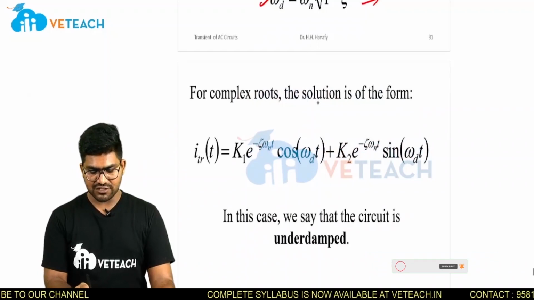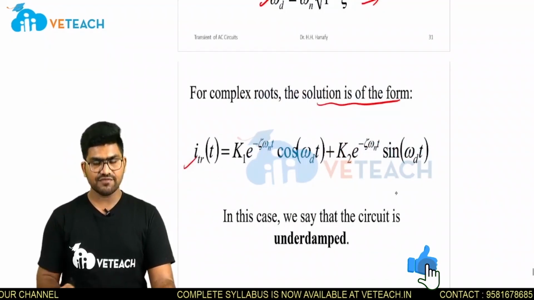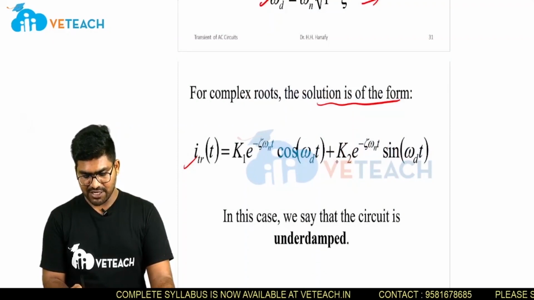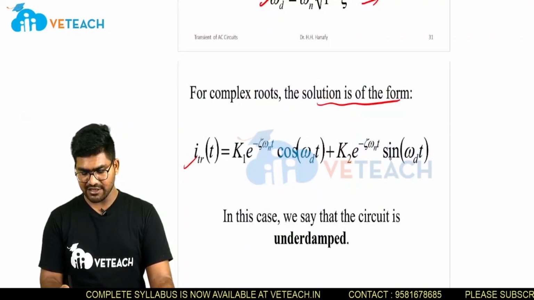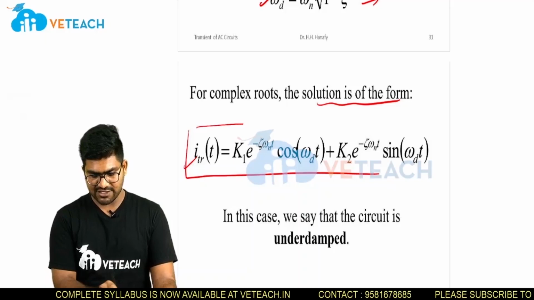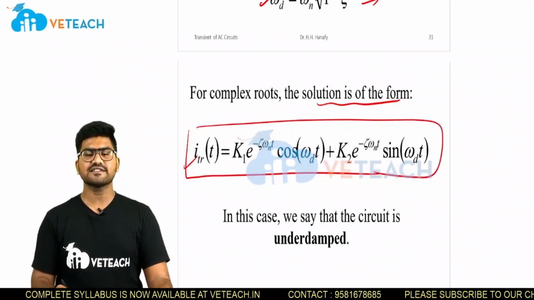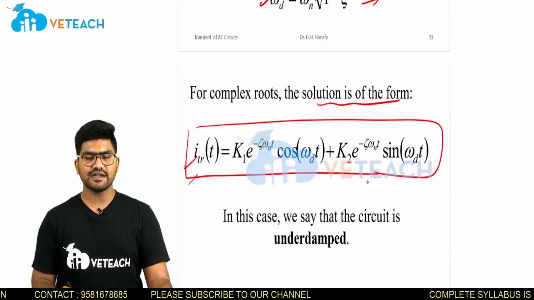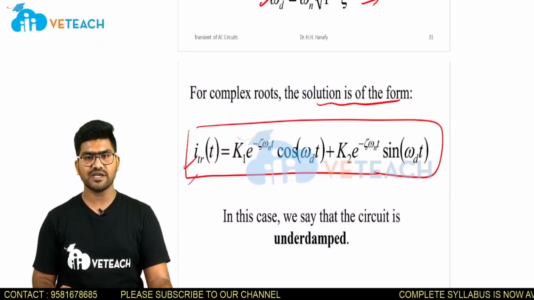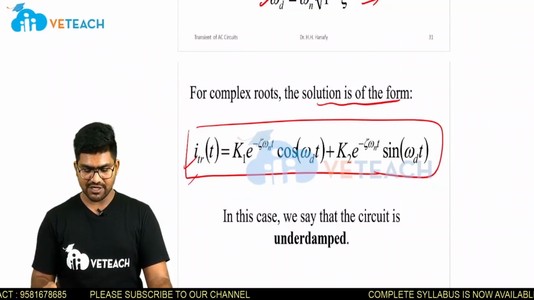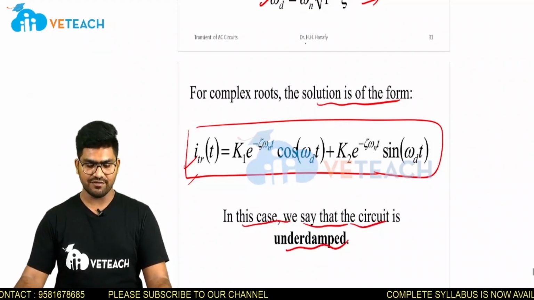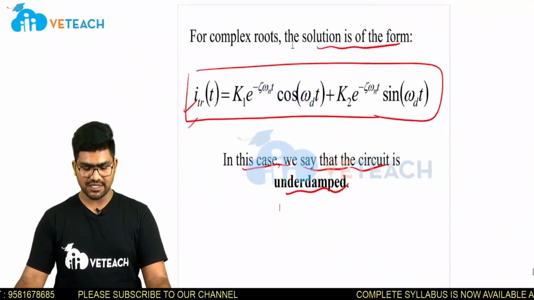So for complex roots, the solution is of the form i_tr(t) = k1 e^(-zeta omega n t) cos omega d t + k2 e^(-zeta omega n t) sin omega d t. So this is very important. When zeta is less than 1, the circuit or system is underdamped. Transient current is nothing but k1 e^(-zeta omega n t) cos omega d t plus k2 something. So when zeta is less than 1, the circuit is underdamped.